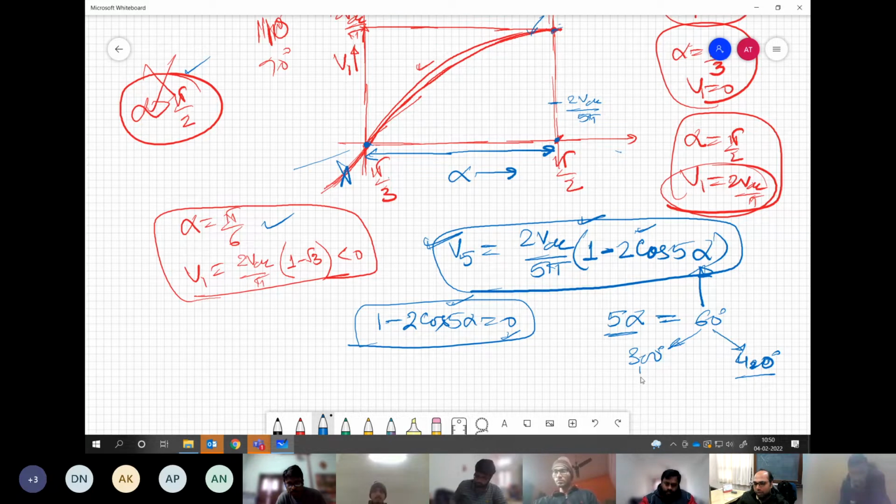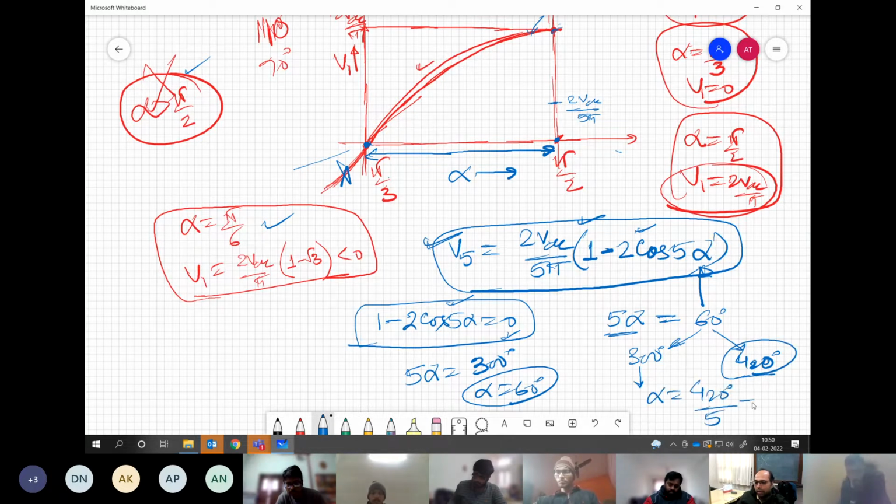So when you take 5 alpha equal to 300, this is what you have computed as 60 degree or pi by 3. And when you take the other option, alpha equal to 420 degree by 5, this is 84 degree. This is the other angle at which your V5 is going to 0. Say this is 60, 90, so the middle could be 75, and somewhere just before the 90 is this point.